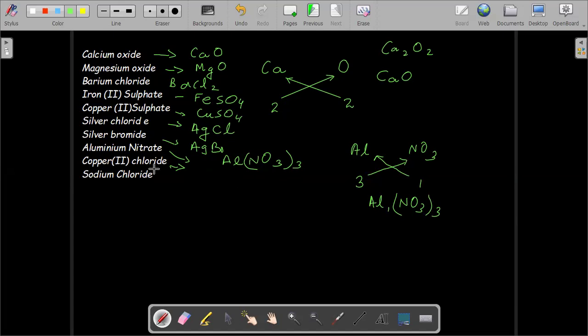Okay, sir. For copper chloride, it's CuCl3. CuCl2. Okay. For sodium chloride, sir, NaCl. NaCl. All right. For sodium chloride, it's NaCl. Got it?